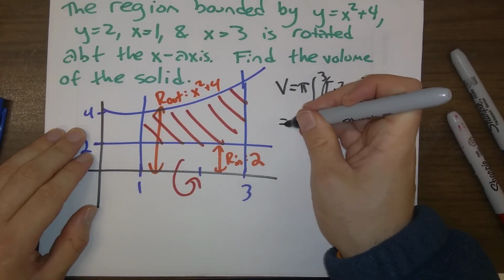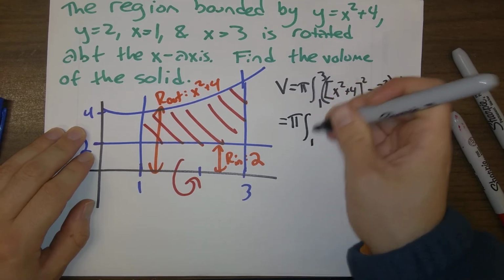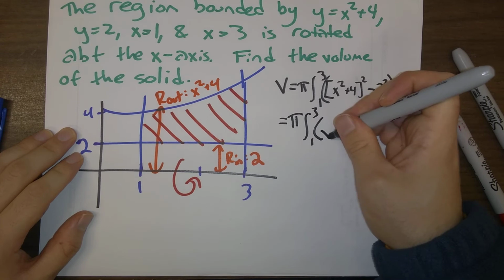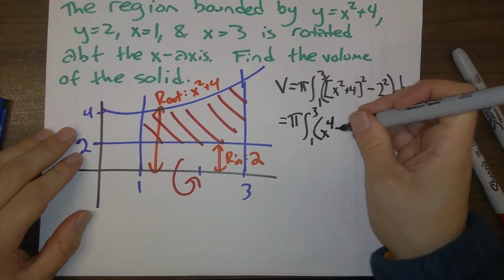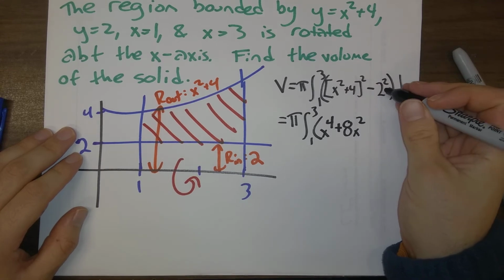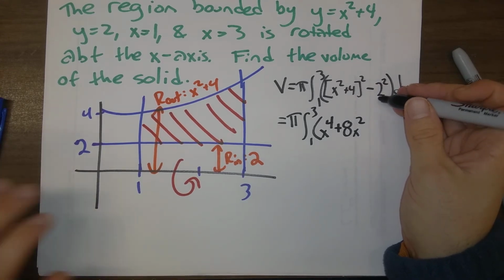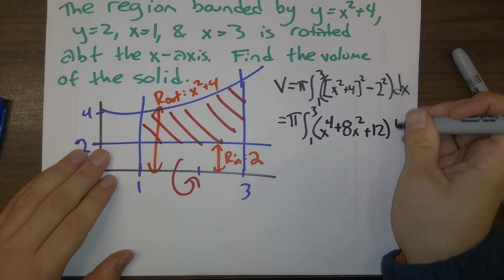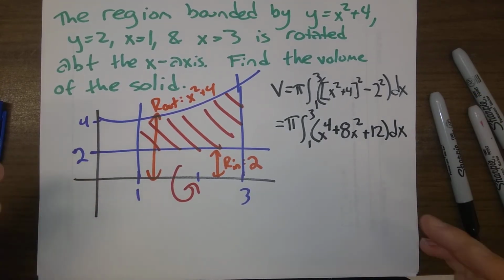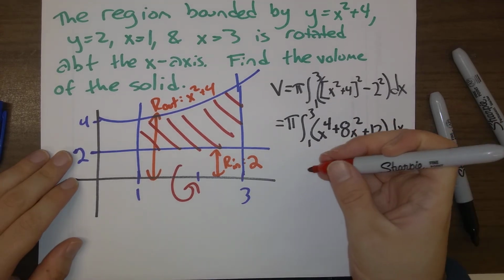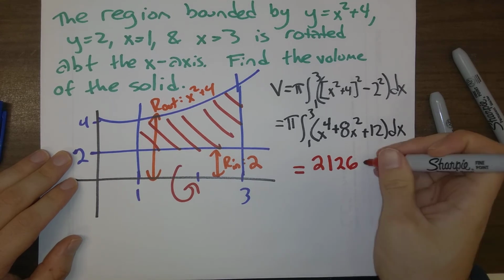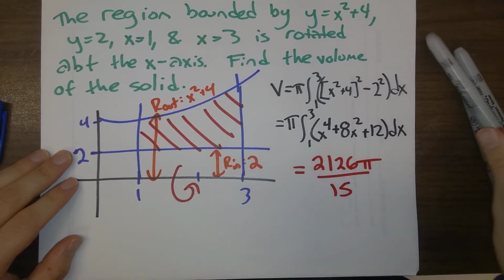Okay, so we can simplify this just a smidge. Integral from 1 to 3. This becomes x to the 4th plus 8x squared plus 16 minus 4, which is plus 12, dx. And then this is a pretty simple integral to do. I'm just going to write down the final answer. This ends up as 1216 pi over 15.